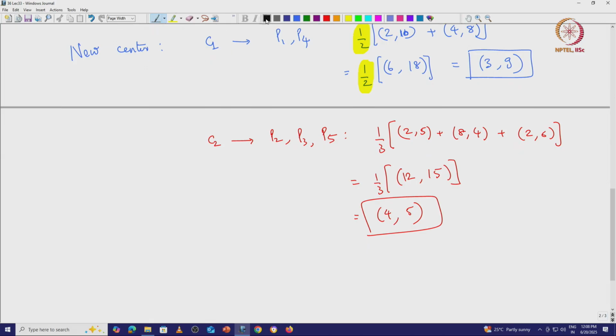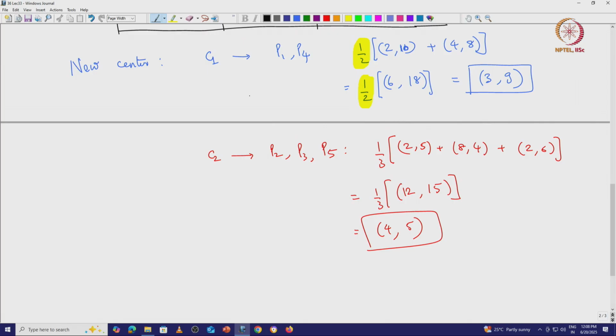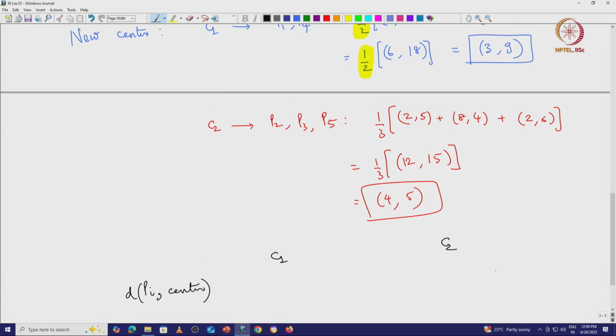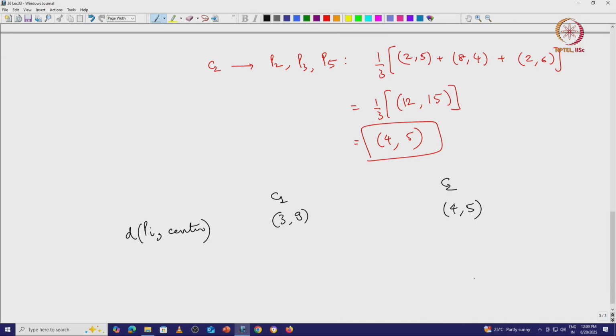So now we have to go on to the next iteration and then compute the distance of every point from these new centers, right. So again we have to make a table, right. So we have to compute the distance of each point Pi from the center for both cluster 1 and cluster 2, right, and we had done this earlier. Now the only change is that the center of the first cluster is 3 comma 9 and the center of the second cluster is 4 comma 5. Okay, and we have to do this again for all the 5 data points.